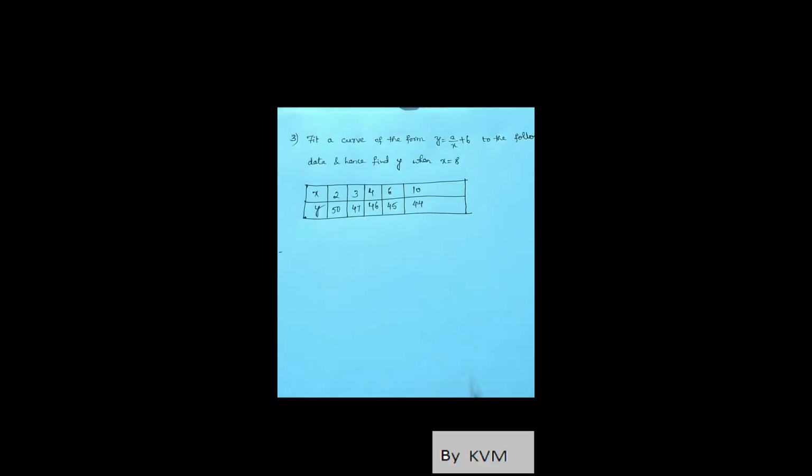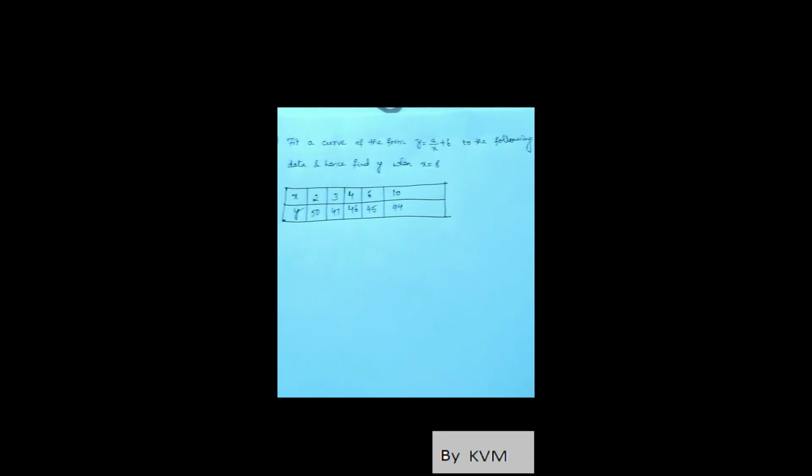Now let us solve the next problem. Fit a curve of the form y equals a by x plus b to the following data and hence find y when x equals 8. So here, for the given data, we have to find the curve of best fit, which is of the form y equals a by x plus b. So x values and the corresponding y values are given.